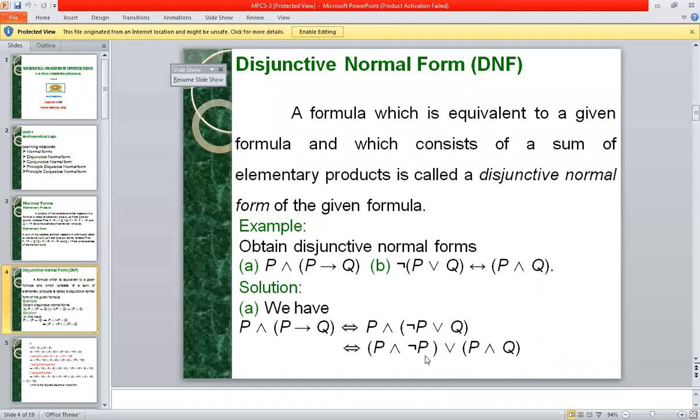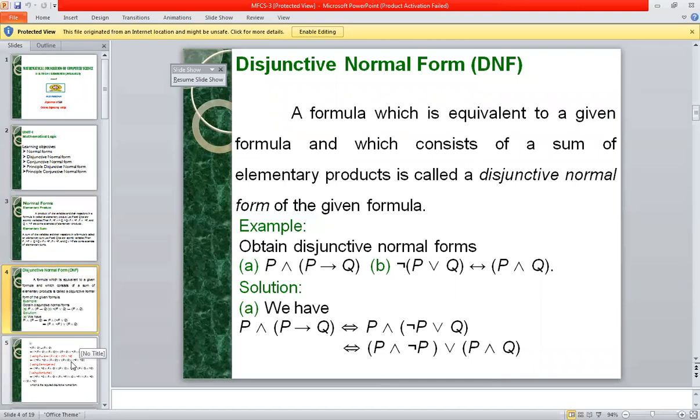Is it an elementary product or not? P and negation P is a product of a variable and its negation, so this is an elementary product. And the other term has two atomic variables, P and Q. This is in disjunctive normal form.